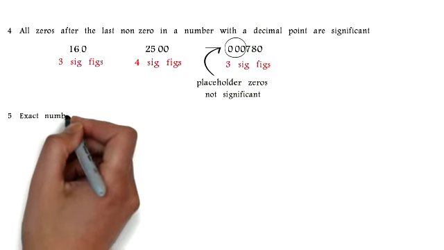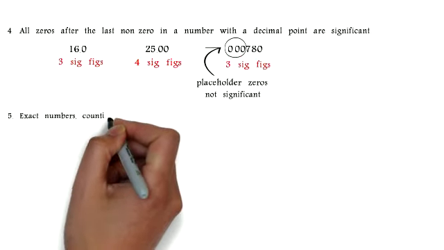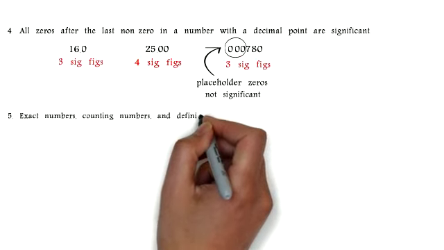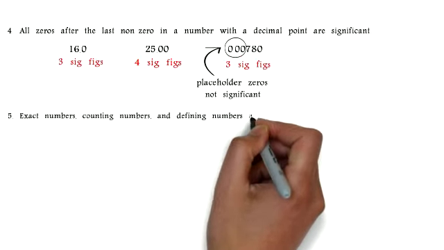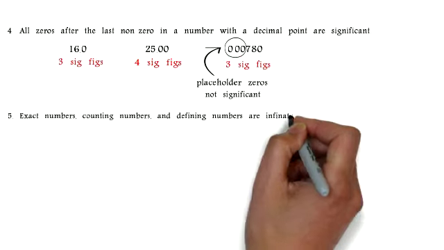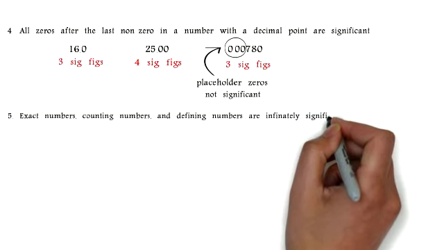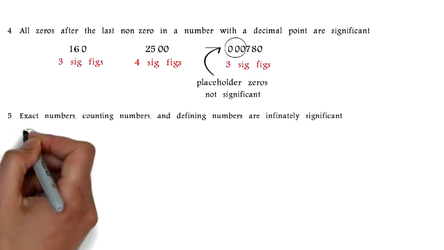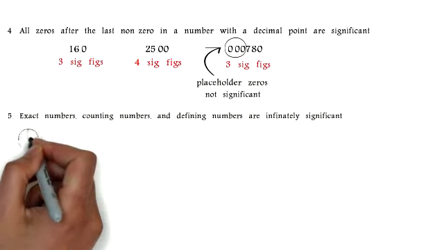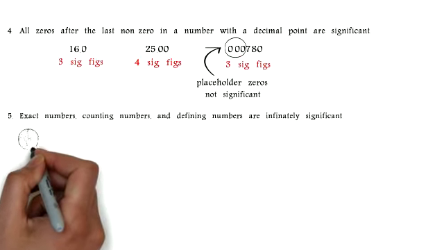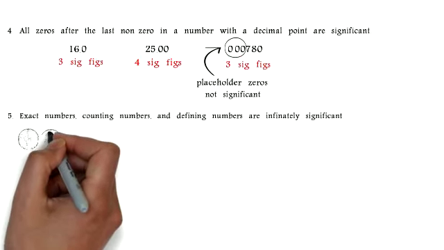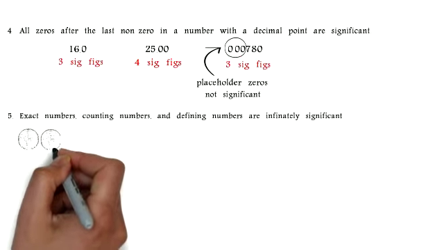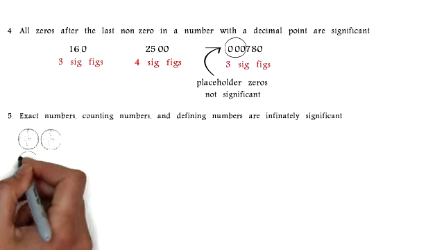Finally, the fifth rule with determining numbers of significant figures is that exact numbers, meaning counting numbers or defining numbers, are infinitely significant. Okay? Infinitely significant. That means you can take them out to how many places you want. So infinitely significant basically means that if we say 1, it means it's 1.0, 1.00, 1.000. However far you want to take it out is infinitely significant.